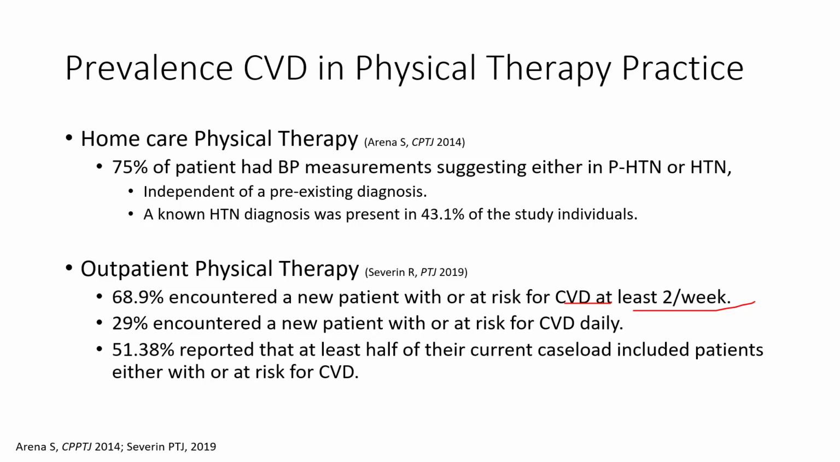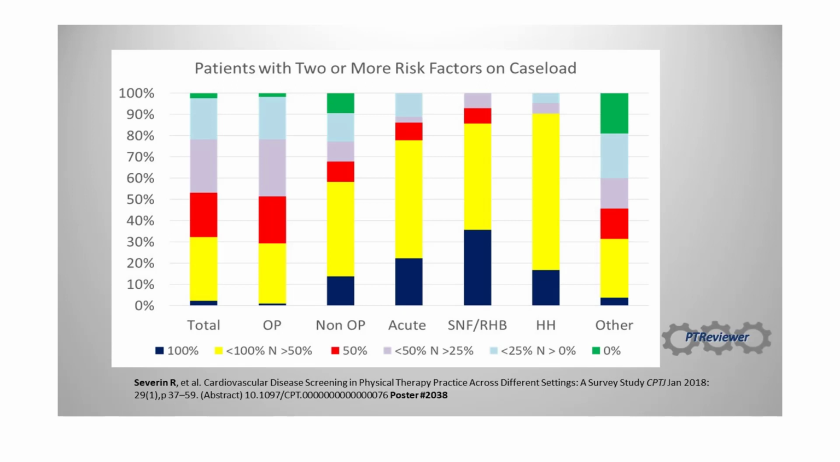In fact, there have been other studies, I think by Fritz and other individuals, that found cardiovascular disease is incredibly common, probably the most common comorbidity in an outpatient clinic. And here's the data from our survey, which was published as a poster a few years ago, showing that even in outpatient practice, close to 50% of those surveyed say that 50% or more of their cases had 2 or more risk factors. And obviously this increases if we look at non-outpatient settings like acute care, SNF, home health.